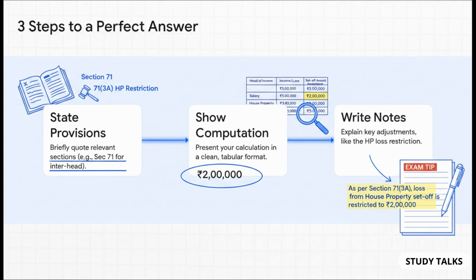Second, show your math clearly in a nice, clean table. And third, and this is absolutely crucial, write notes for the examiner. Just add a line explaining why you did what you did. A simple note like, as per Section 71(3)(a), loss from house property set-off is restricted to 2 lakh rupees, shows the examiner you know the law, not just how to use a calculator.